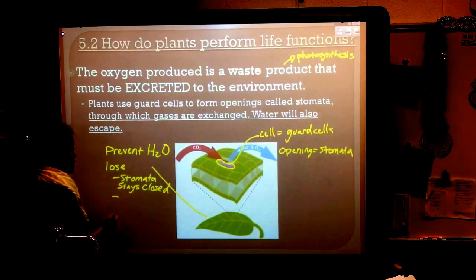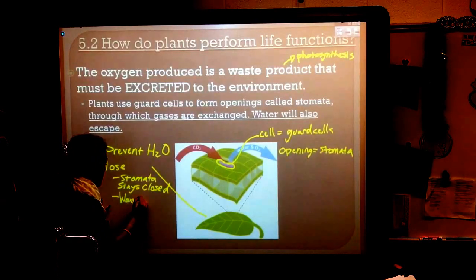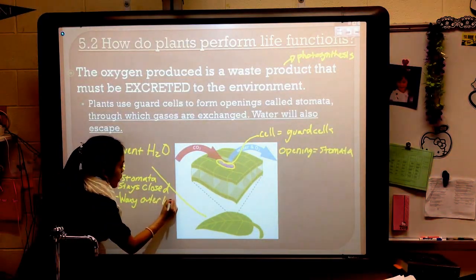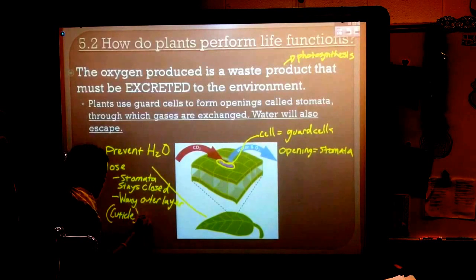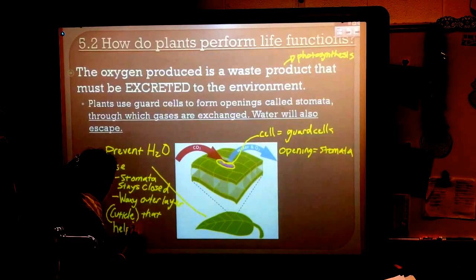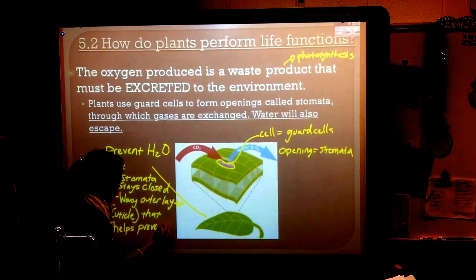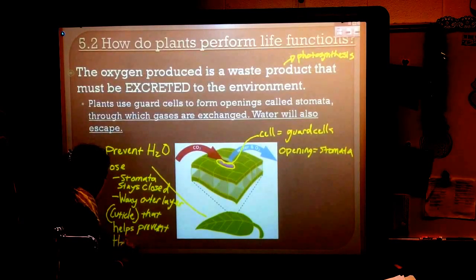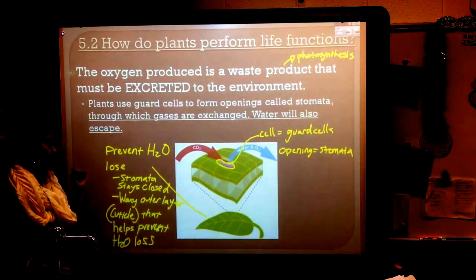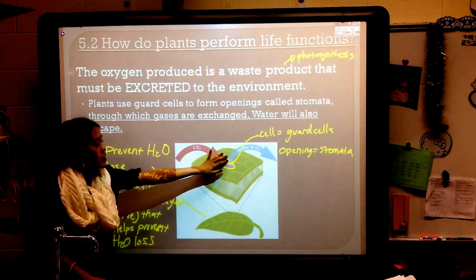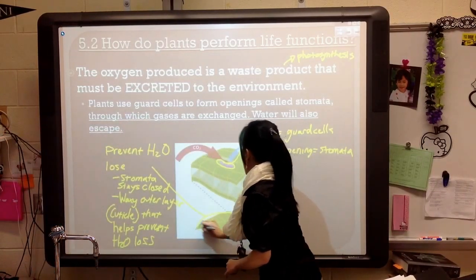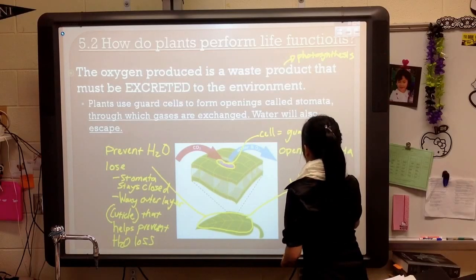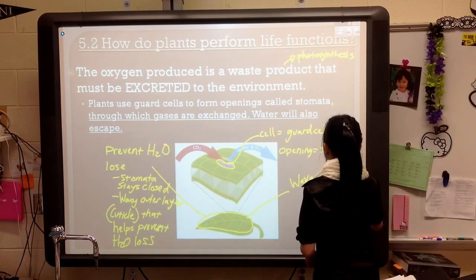The other thing is that the plant also has a waxy outer layer called a cuticle, just like on your nails, cuticle, that helps prevent water loss, H2O loss. Okay, so two things to help prevent water loss. First, our stomata here can stay closed. Second is that we have this waxy cuticle. Okay, waxy cuticle that prevents water loss.